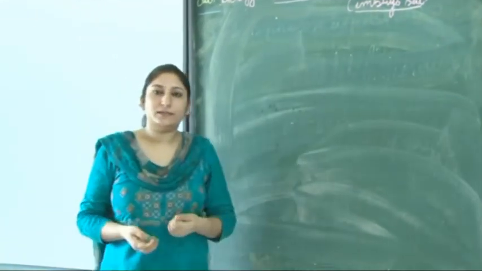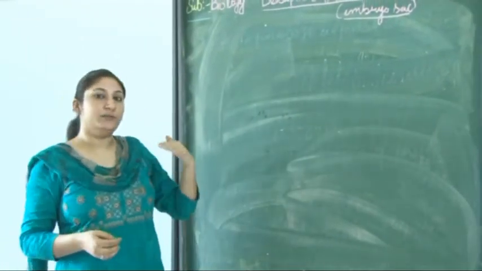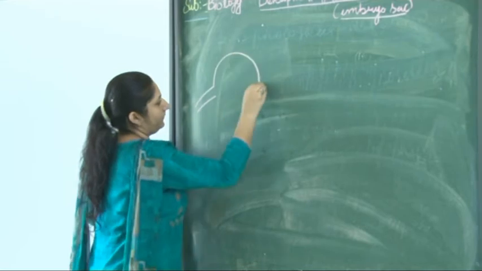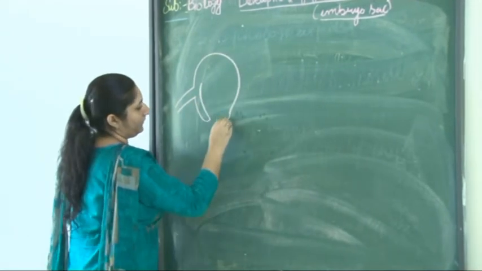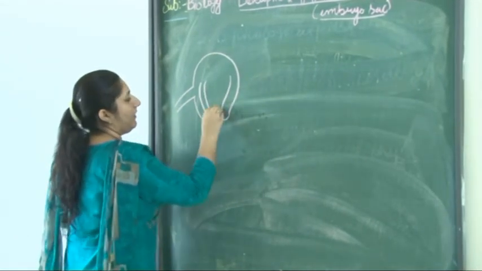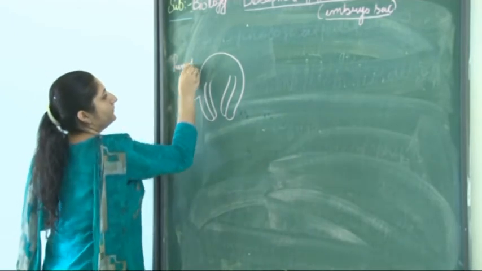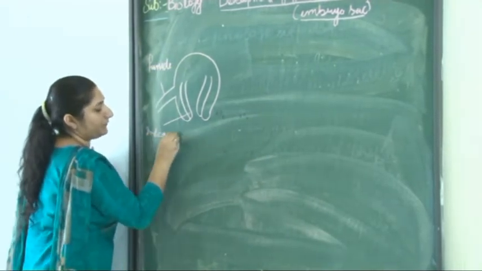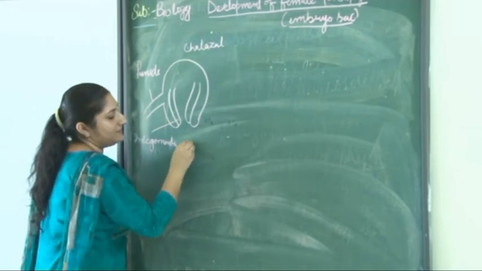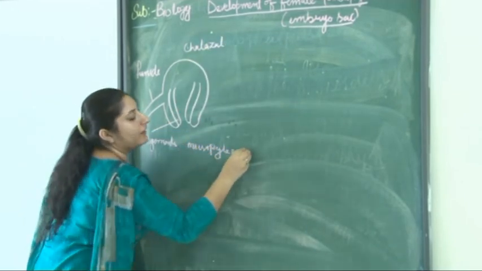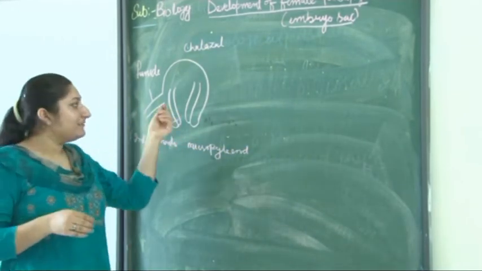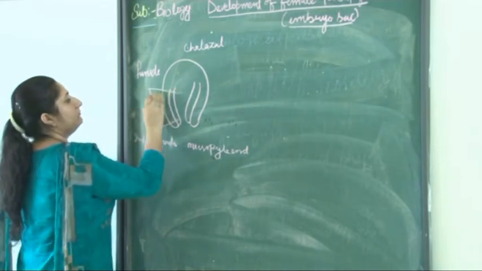In order to study this development of female gametophyte, we firstly make the diagram of the ovule. These are the integuments, and this is the micropyle of an ovule. This section is called the nucellar mass.